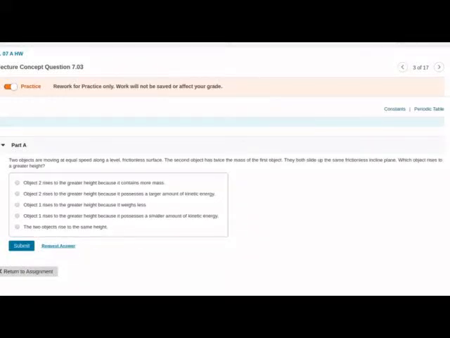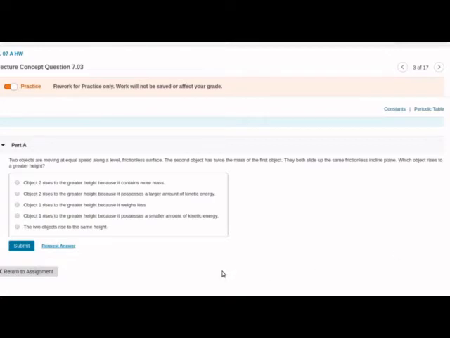Okay, I'm going to try and quickly give a couple of hints for some of the homework questions. This is question 3 on the Chapter 7a homework. It asks, two objects are moving at equal speed along a level frictionless surface. The second object has twice the mass of the first. They both slide up the same frictionless inclined plane. Which one gets to the higher height?